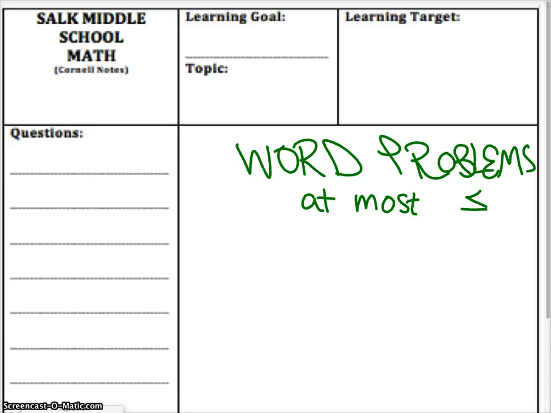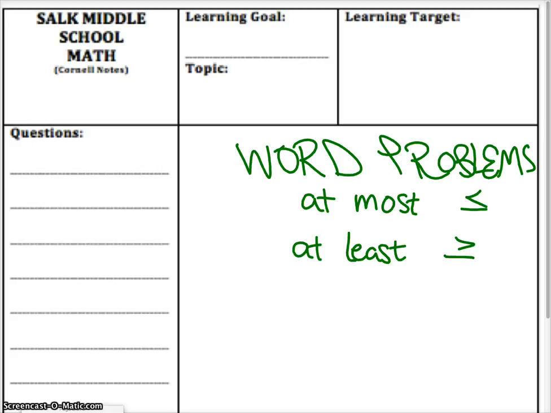So at most is a common vocab word that kids struggle with, and then there's another common vocab word, at least. For example, you're going to Valley Fair, and they say in order to ride this ride, you have to be at least 52 inches. What does that mean? Do you have to be bigger than 52 inches or less than? Bigger than. So at least means you are bigger than or equal to. That's the common vocab word that you're going to see today with a word problem.